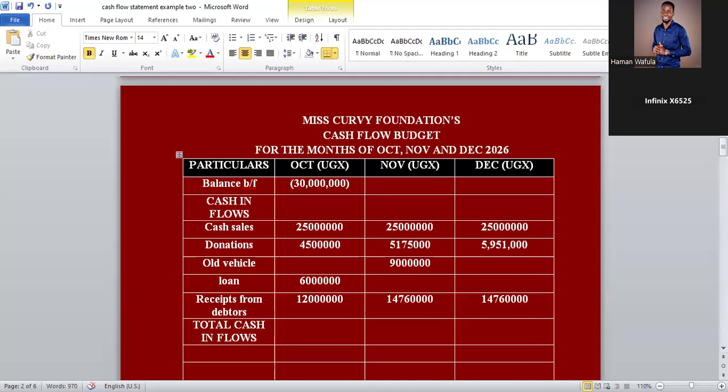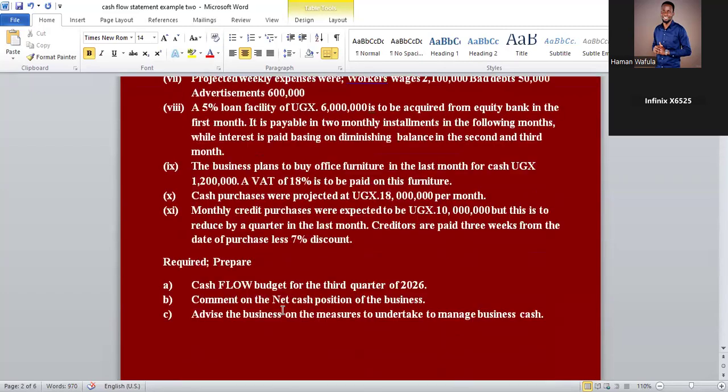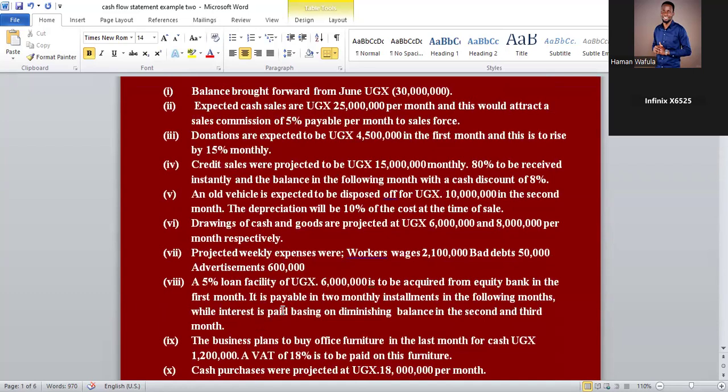Okay, let's continue. Tugende ku outflows. Badde nkyateekako wano pisi mu muliro emaliriza. So outflows eyiwa gy'olabawo awo. An old vehicle is expected to be disposed of for 10 million.